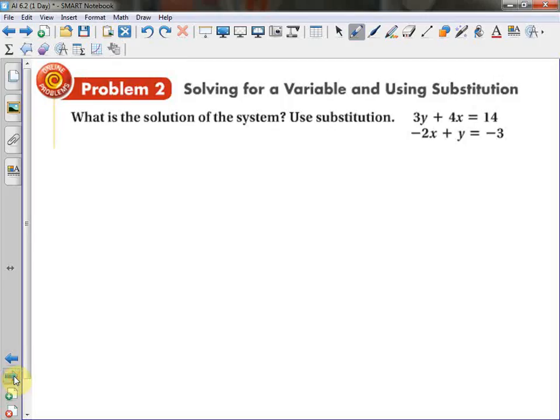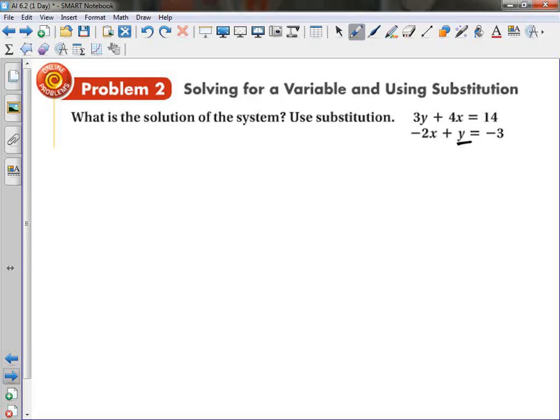All right, so here we're going to do another problem. If we think about this one, step 1 is to choose a variable. None of them are going to be quite as easy as last one, because last one already had a variable that was solved. But out of all these, I think I'm going to choose that y, because there's no number in front of it, it's going to save me about 1 step.